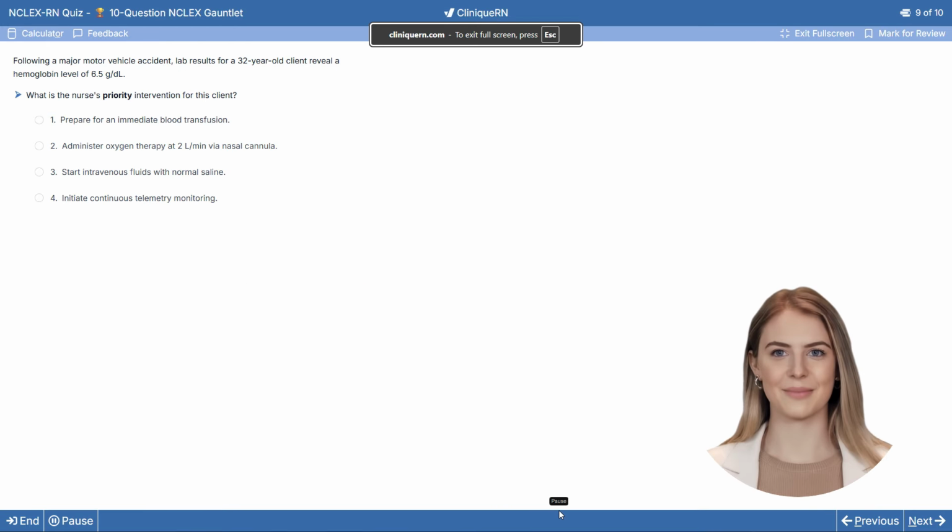For question 9, picture this. A 32-year-old just came in from a major car accident. Labs are back. Hemoglobin, 6.5 grams per deciliter.